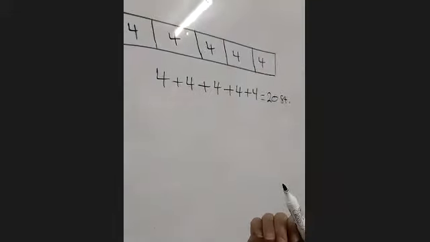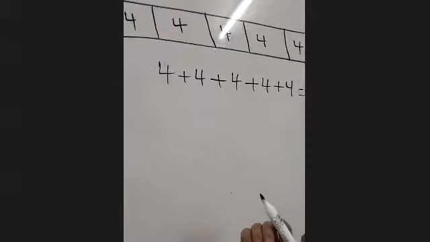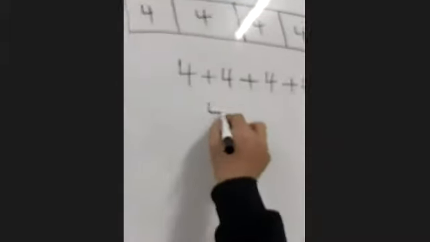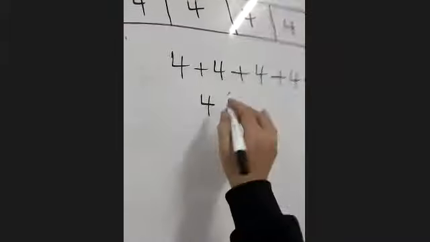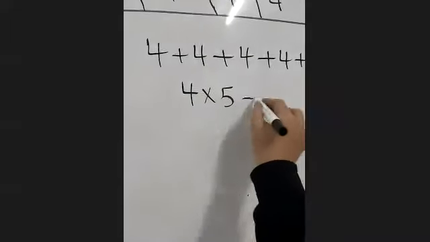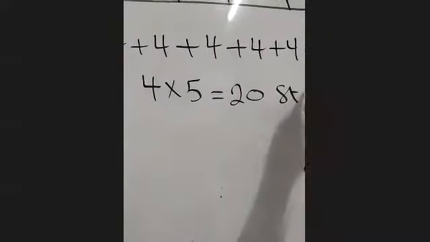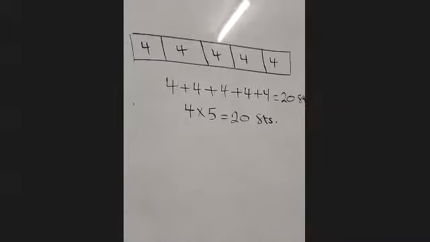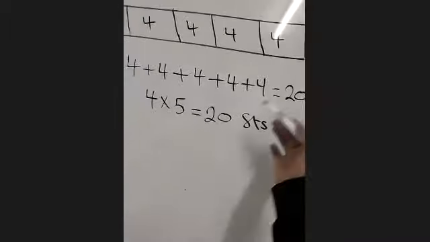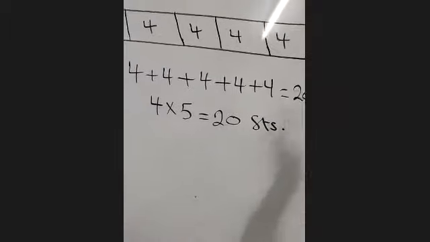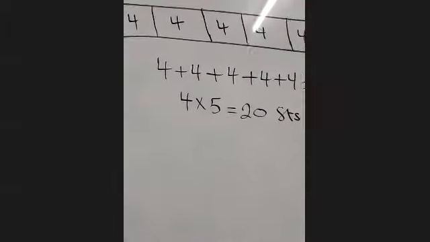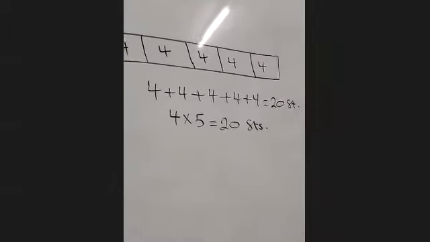What is the second way? Can you tell me? 4 multiply 5, or you can say 5 multiply 4. It's okay. 4 multiply 5, which is also how much? 20. 20 students. And we have the same answer here in addition and in multiplication. Got it? Yes. Now, let's go back to the book and fill the places there.